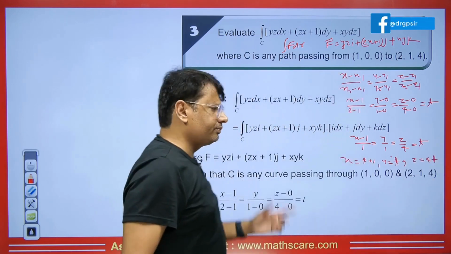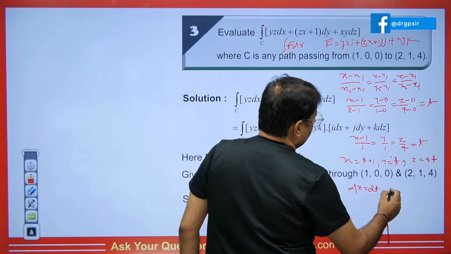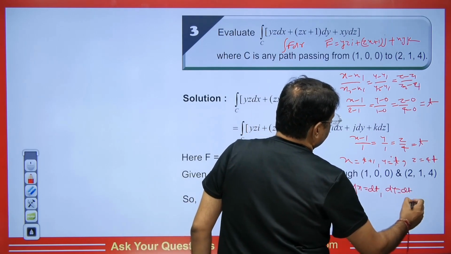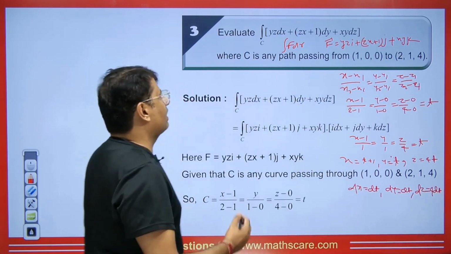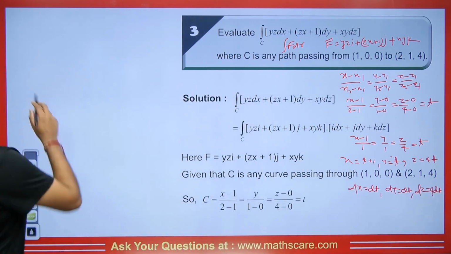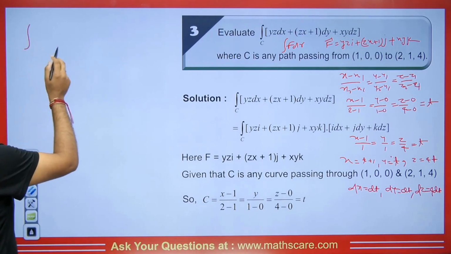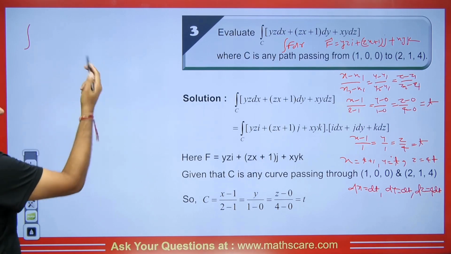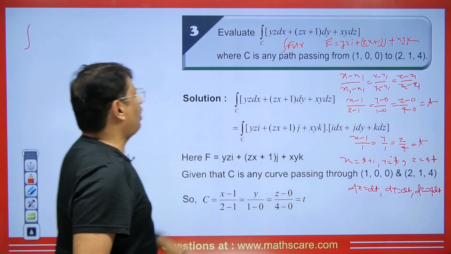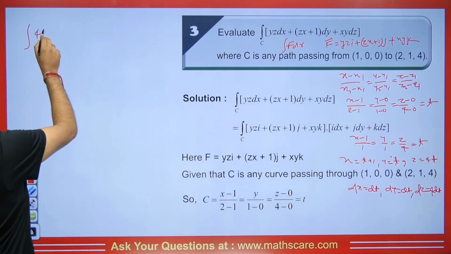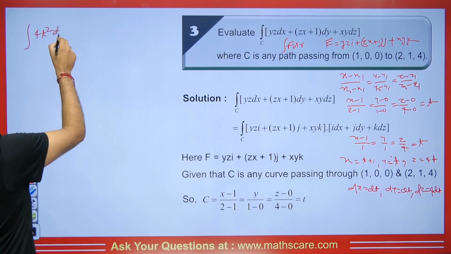Is this clear? If we get these, then the value of dx will be dt, the value of dy will be dt, and the value of dz will be 4 dt. We'll put all these values here. Clear? When we put the values, we need to calculate. So I am directly putting the value, right? This is y, the value of y is t and the value of z is 4t. So when you put 4t here, then this will come to 4t square and the value which we will get is dt. Is that clear?